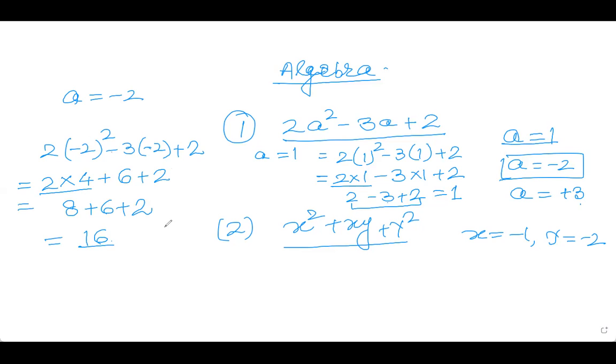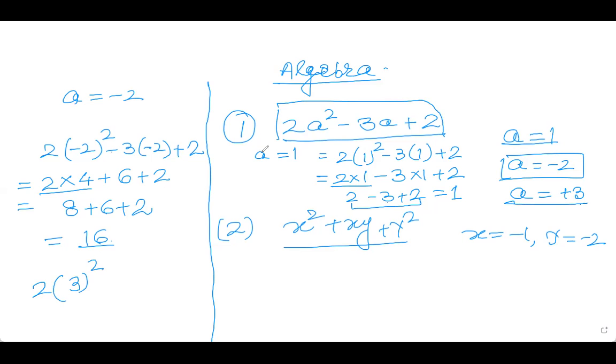Similarly, I'm going to do 5 or 10 sums, you can understand well. And if I'm going to put a equal to 3, what will you get? Let me know. 2 multiplied by 3 square. You know, every a is replaced by 3. That is substitution. You are substituting this a by its value, 3, minus 3 into 3, plus 2.